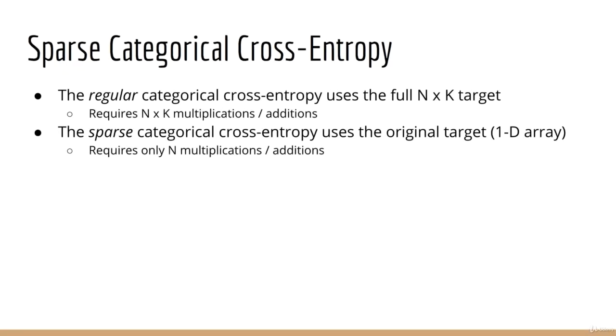And so this is the idea behind the sparse categorical cross-entropy. When you are in TensorFlow 2.0, if you use the regular categorical cross-entropy, you are using the one-hot encoded target, which requires n times k multiplications and additions. If you use the sparse categorical cross-entropy, you are using the original target, which requires only n multiplications and additions. Therefore, it's usually better to use the original target and apply the sparse categorical cross-entropy loss.